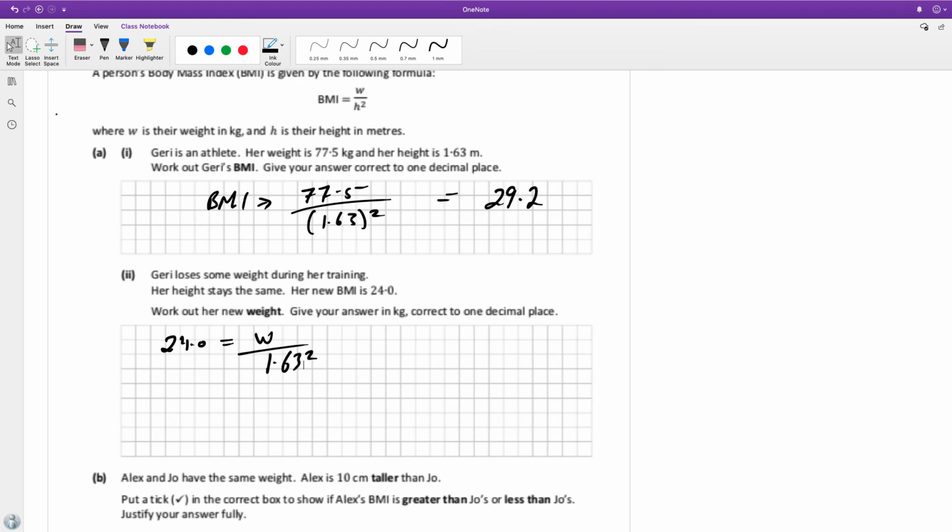Multiply or divide? Multiply. You want to get the number off the bottom line. You multiply both sides by 1.63 squared, 1.63 squared. What happens over here? They cancel. What's your W equal to? Yep.